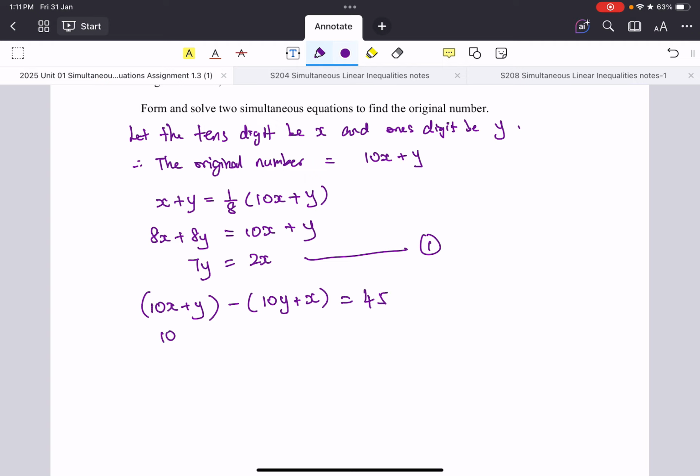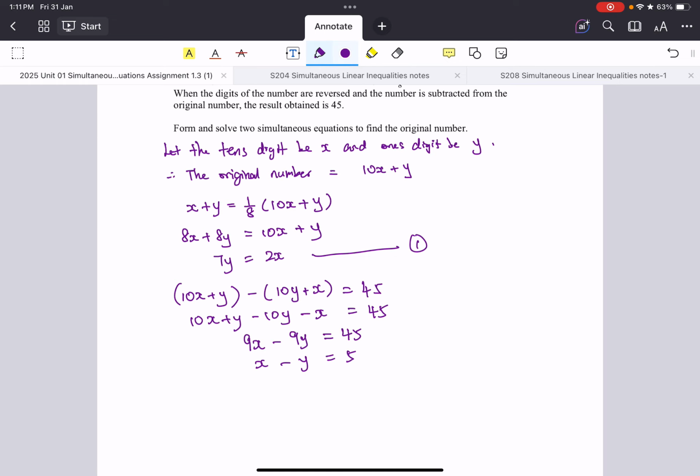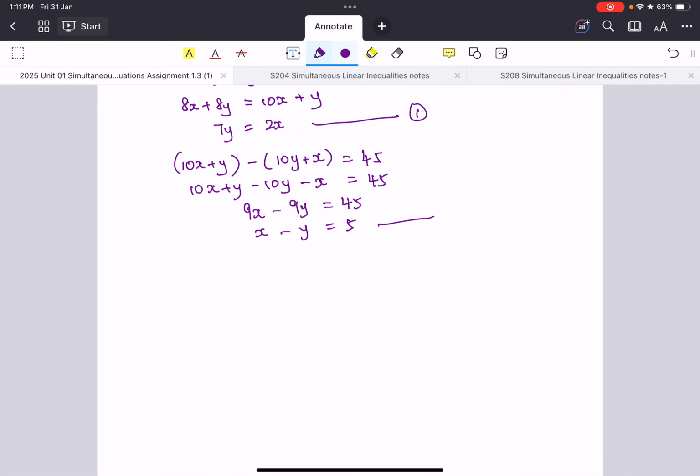We have 10x plus y minus 10y minus x equals to 45. So 9x minus 9y equals to 45. So x minus y is equals to 5. Okay, so we call this equation 2. Or actually, we can continue so that we get x is equals to 5 plus y, or maybe y plus 5 to make things look cleaner. Y plus 5. I'm going to call this equation 2.